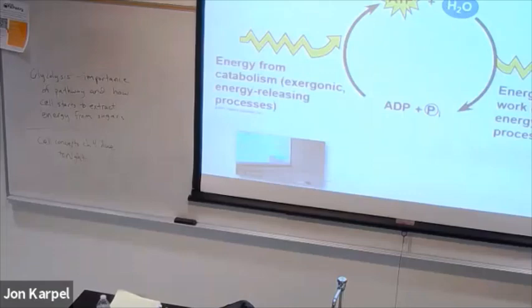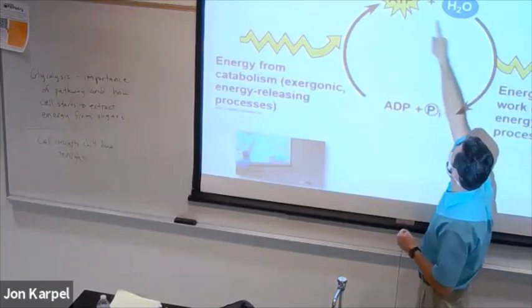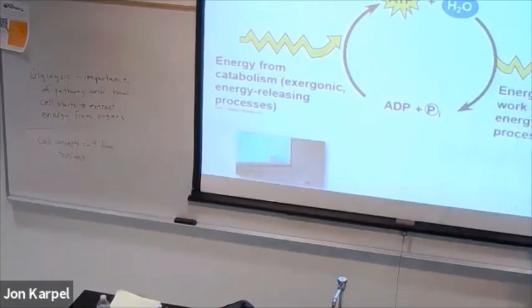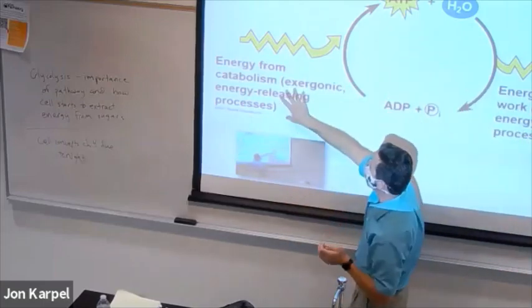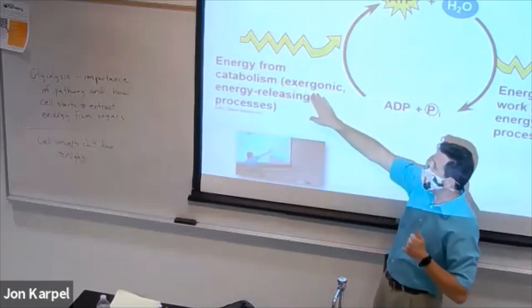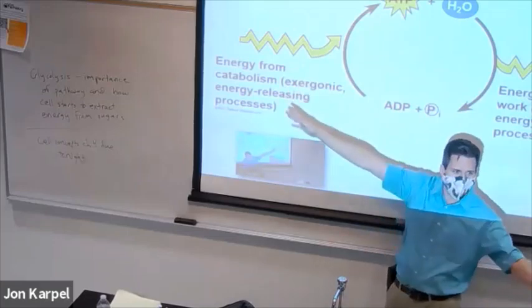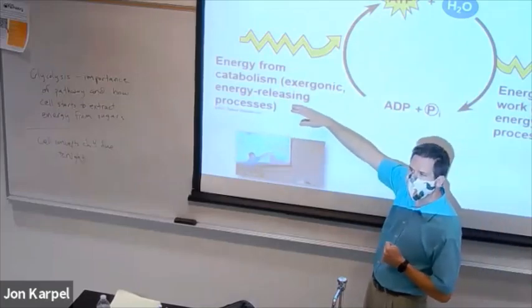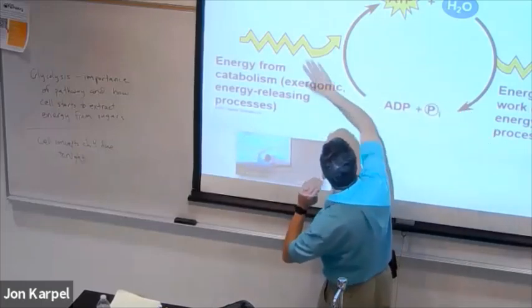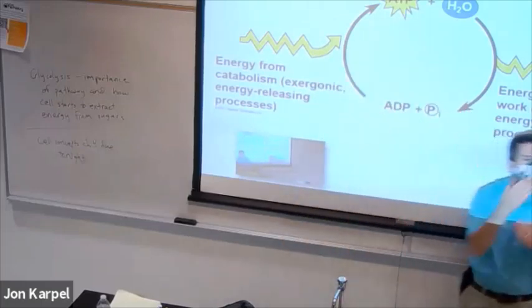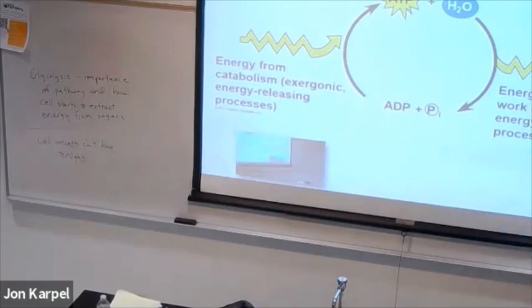But there's a cycle. So you can use ATP for energy to do work by chopping off that phosphate. But then you can re-energize it as well. So in glycolysis, which is a catabolic pathway overall, we're going to see that we're going to take ADP, attach a phosphate to it, and re-energize it back to ATP. So this is technically another redox reaction that we're going to see.